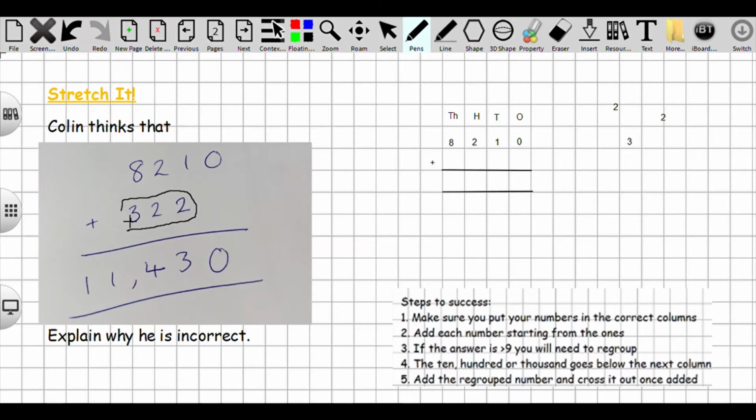Okay, he's adding 322. So why has he added 8,000 to 300 to make 11,000? It doesn't make sense. He has used the 3 and thought it's 1,000 because he's put his place value in the wrong point. He has not followed step 1 to make sure you put your numbers in the correct columns. Okay, 300 should be lined up here because this is the hundreds column.